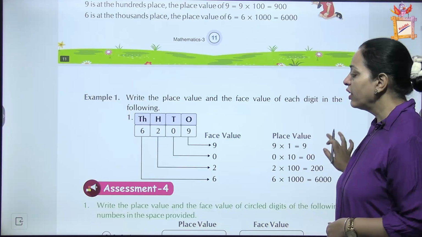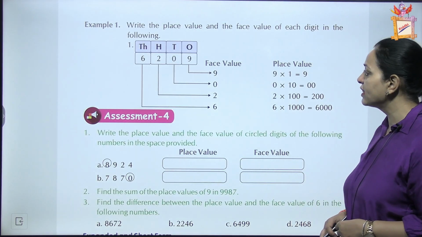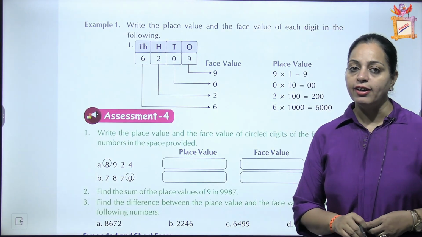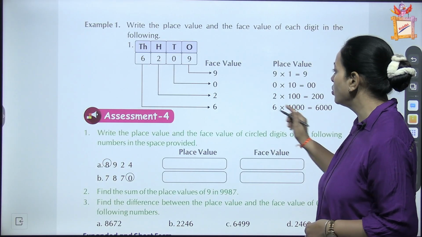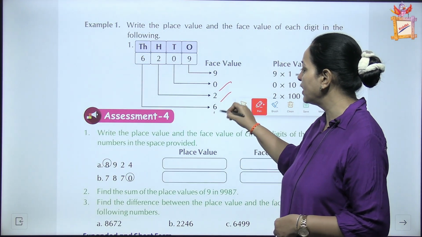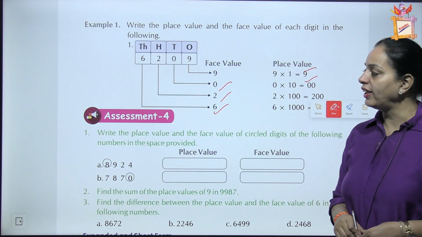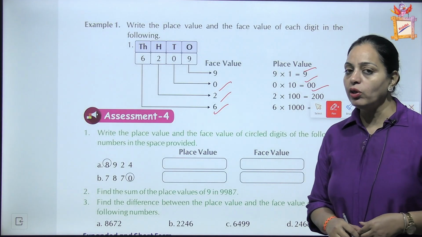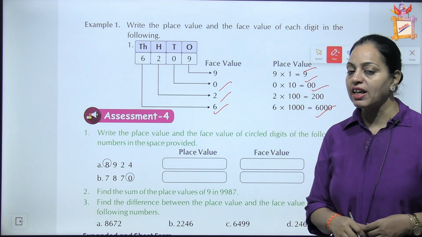So now the next example 1: write the place value and the face value of each digit in this number. Number is 6209. So face value of 9 is 9. Face value of 0 is 0. Face value of 2 is 2 and face value of 6 is 6. Now place value: 9 into 1, 9. It is 0, so the place value of 0 will be 0. And 2 is at 100, so 200. And 6 is at 1000, so 6000.